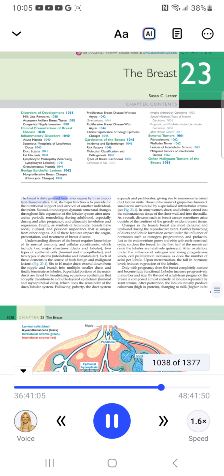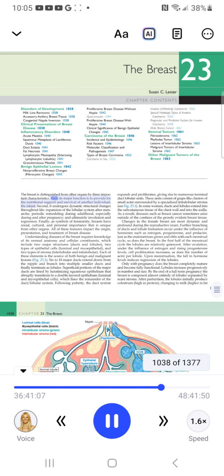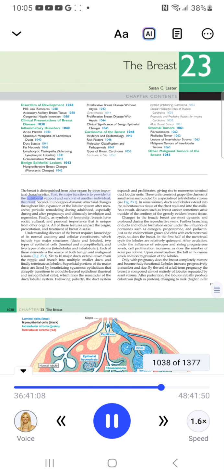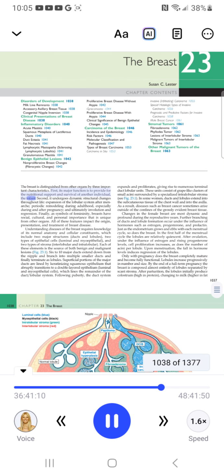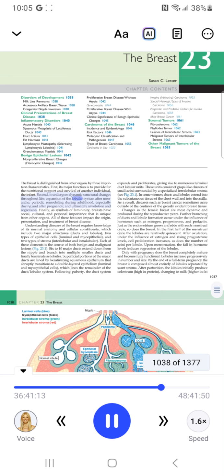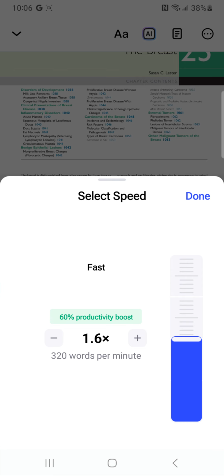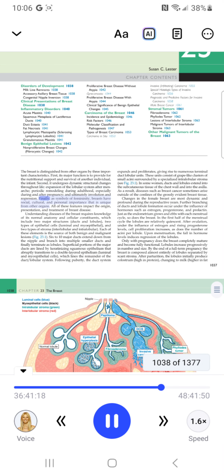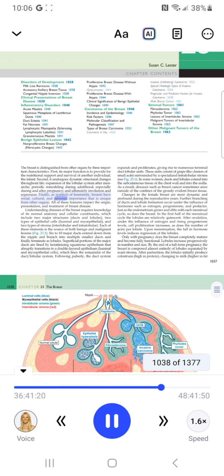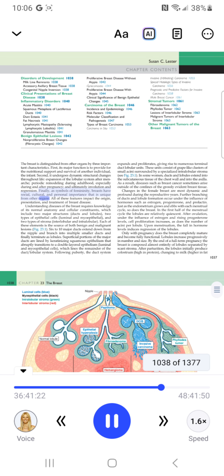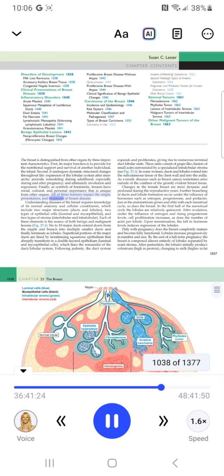The breast is distinguished from other organs by three important characteristics. First, its major function is to provide for the nutritional support and survival of another individual, the infant. Second, it undergoes dynamic structural changes throughout life: expansion of the lobular system after menarche, periodic remodeling during adulthood, especially during and after pregnancy, and ultimately involution and regression. Finally, as symbols of femininity, breasts have social, cultural, and personal importance that is unique from other organs. All of these features impact the origin, presentation, and treatment of breast disease.